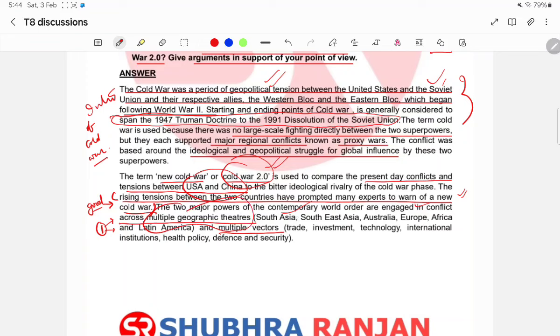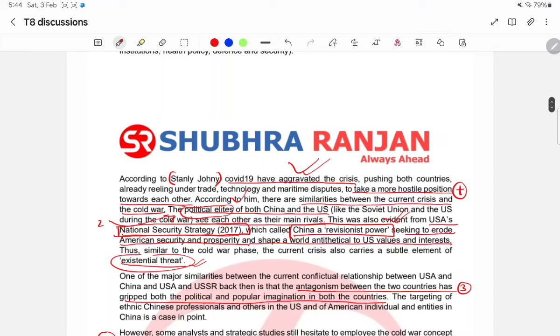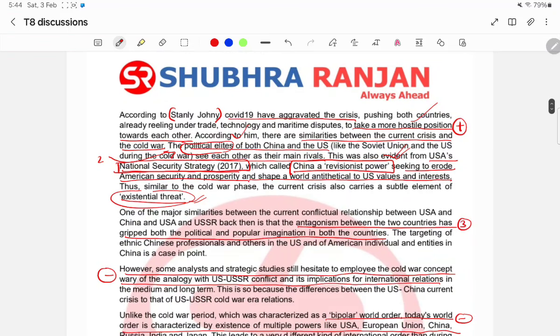There are multiple global geographical theaters, and there are multiple vectors, like the technology war and the trade war, so multiple fields are involved. And then you have to mention scholars like Stanley Johnny, who says that COVID-19 has aggravated the crisis. These two countries have taken more hostile positions towards each other, and the political elites of both countries consider themselves rivals. The US National Security Strategy 2017 says that China is a revisionist power, and it is antithetical to US values and interests.